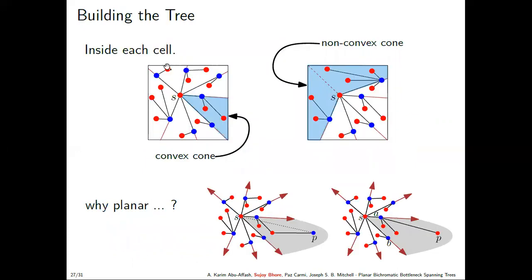So now we are building the tree inside each cell. Consider an arbitrary point. Without loss of generality, let's consider that this point is a red point, and let's call this point S. From this point, we connect it to every other blue point that is contained inside this cell. And then we further extend these as if they are rays, and this will give us a cone partition of this cell.